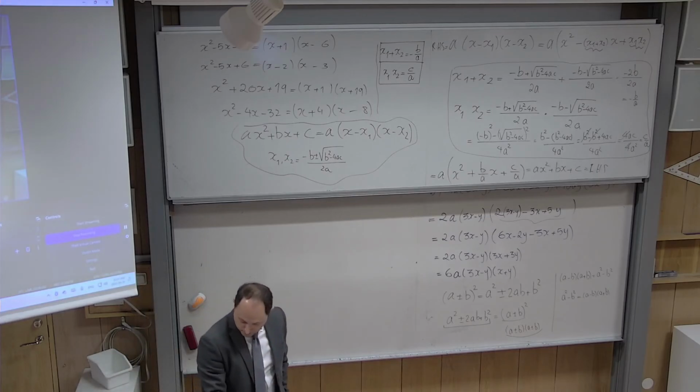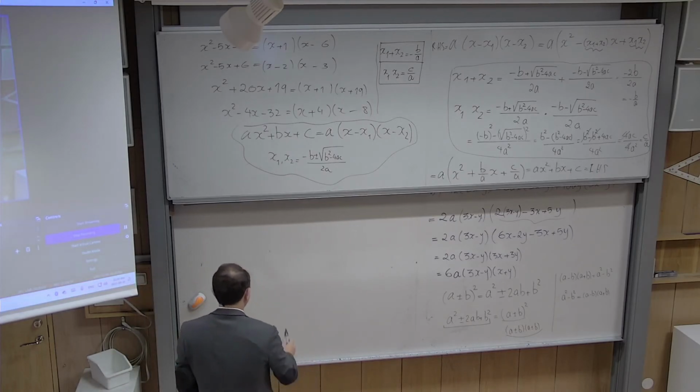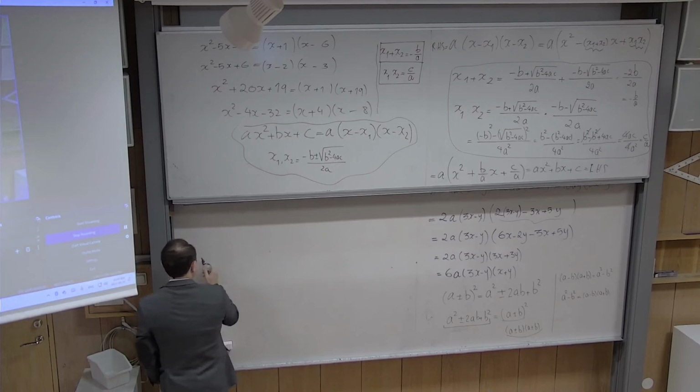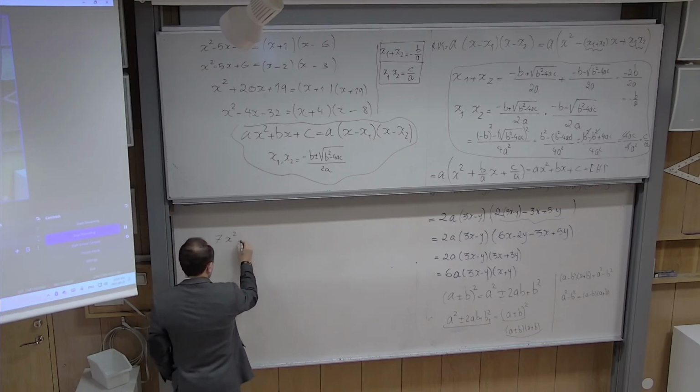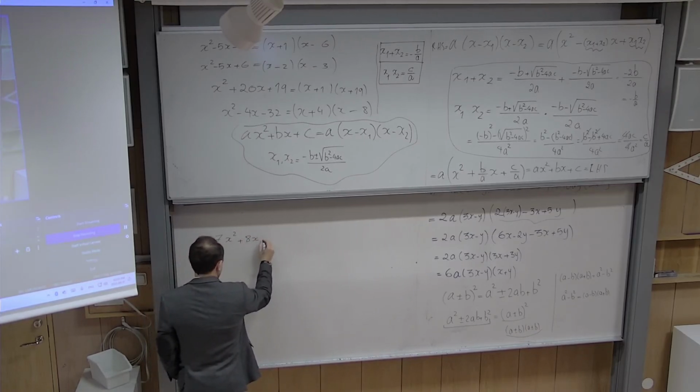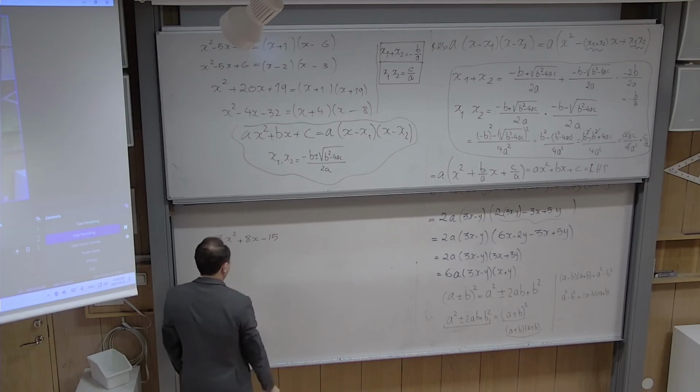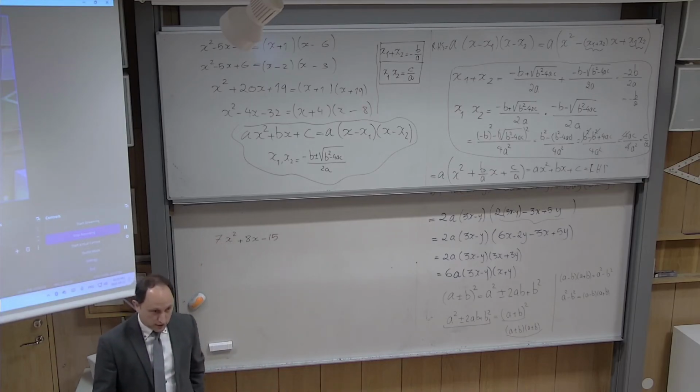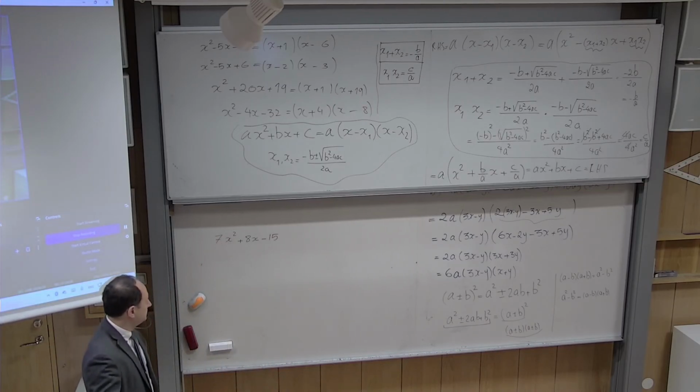So let me, for example, try to write this. 7x squared plus 8x minus 15. For example, we want to factorize this. To be honest, this is not one of those problems that I can immediately understand.